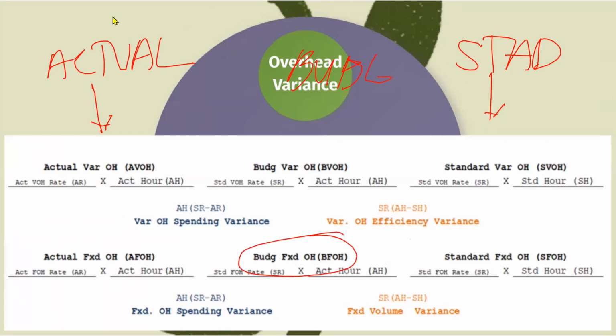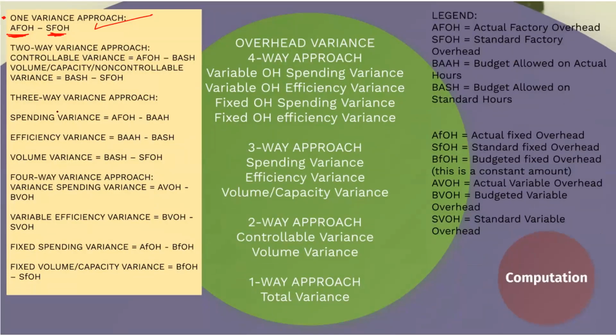Sometimes, on your problems, on your books, on your exams, even in SIPALE, that's usually given as a whole amount. You don't have to compute that, unless it is not given, then you have to compute it manually. Okay? Now, the first way is simply your total actual versus your total standard. That is your one-way analysis.